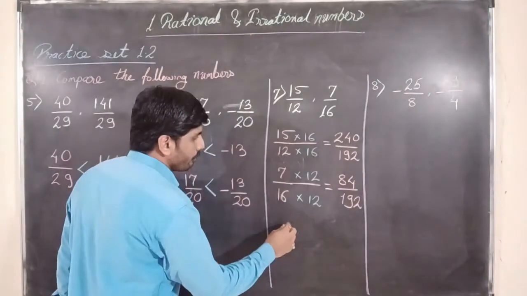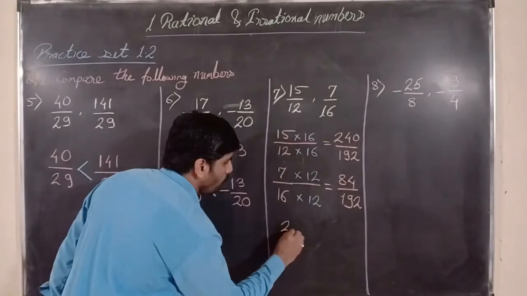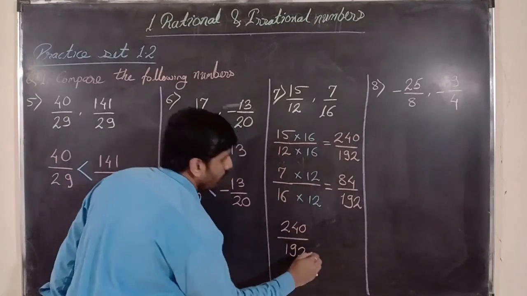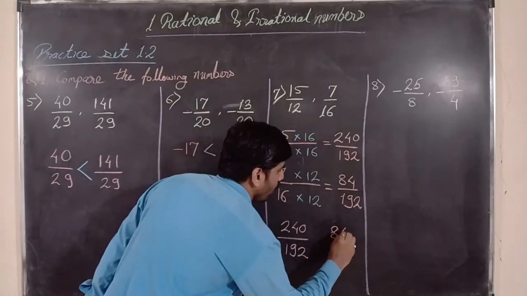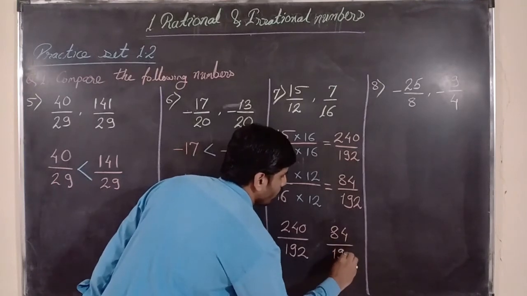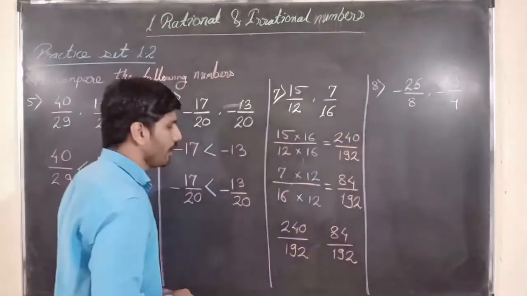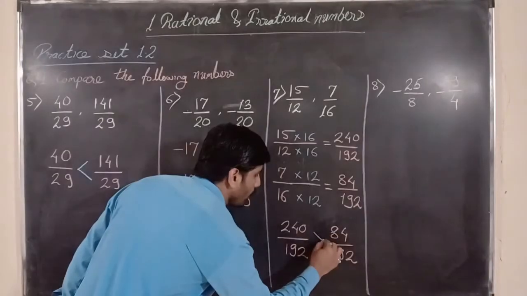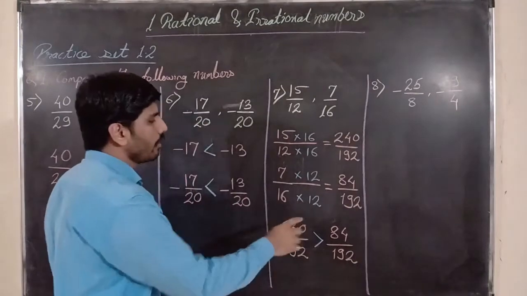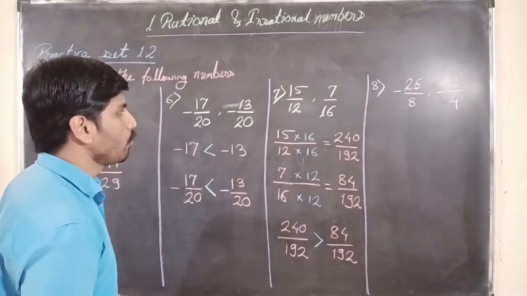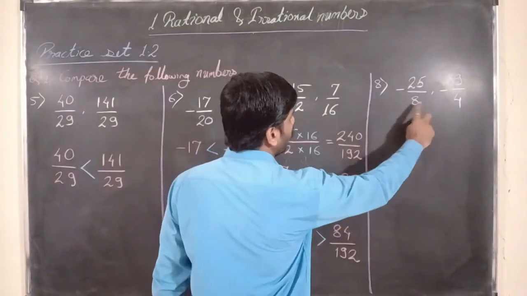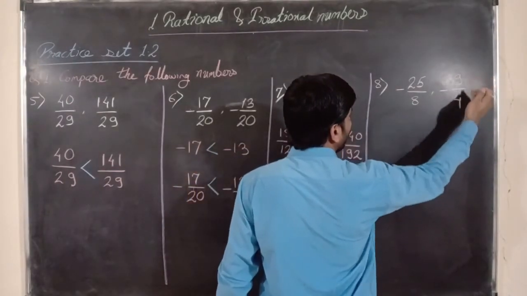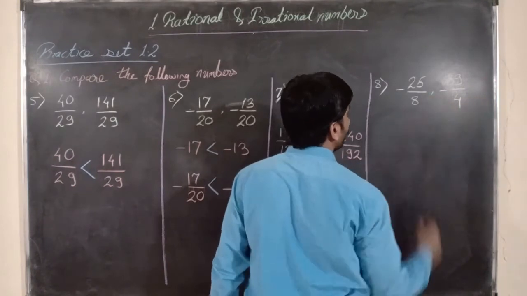Now we know that in 240 upon 192 and 84 upon 192, denominators are the same and 240 is greater than 84. So 240 upon 192 will be greater than 84 upon 192. Next example, again denominators are not the same, but if we multiply and divide the second number by 2, then we will get the same denominator.